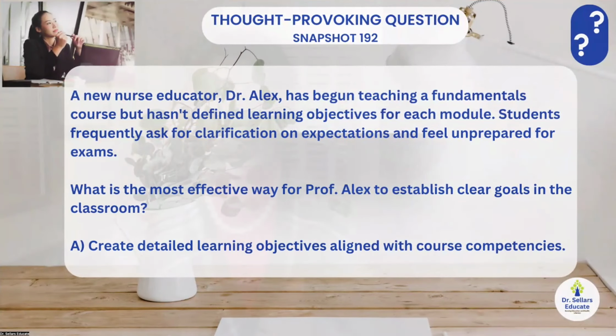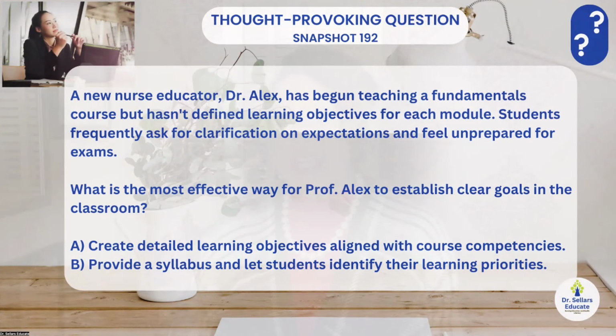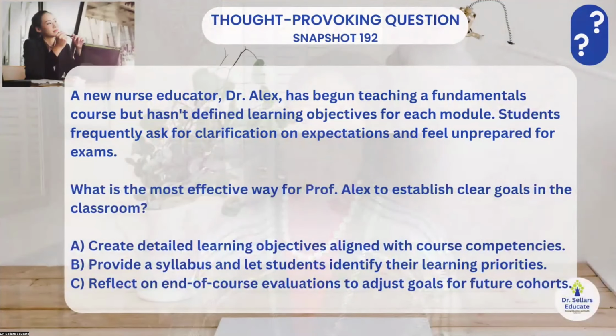All right, so first we have A, create detailed learning objectives aligned with course competencies. B, provide a syllabus and let students identify their learning priorities. Or C, reflect on end of course evaluations to adjust goals for future cohorts.